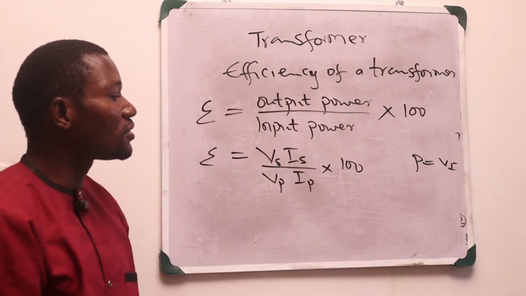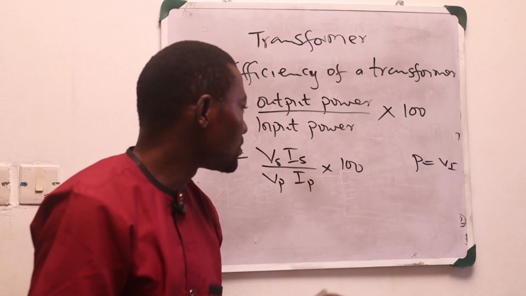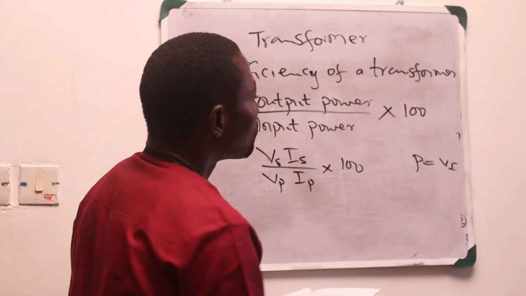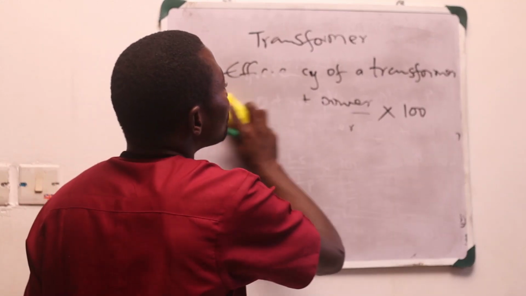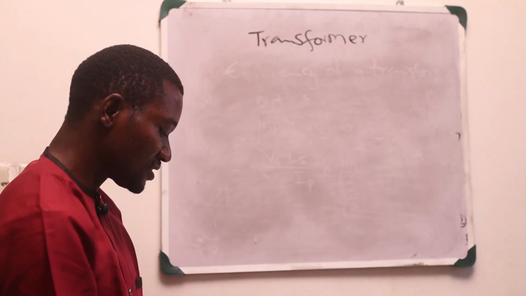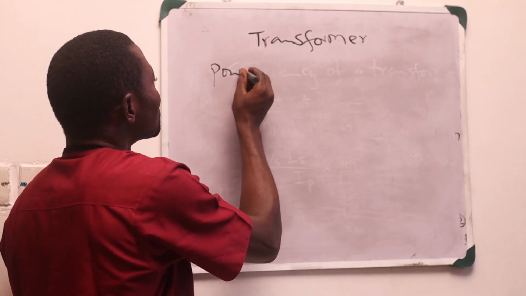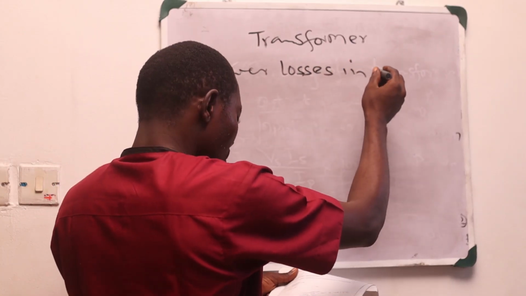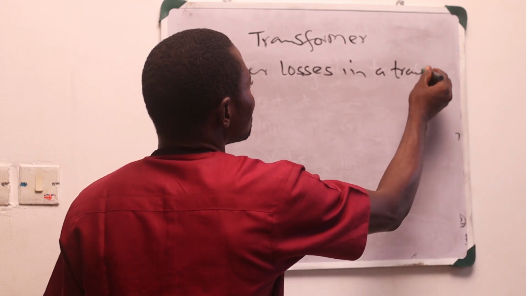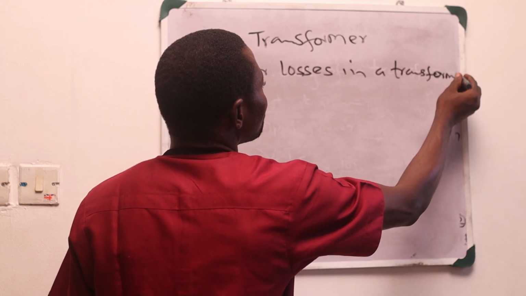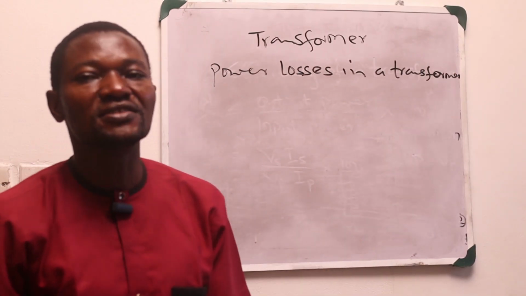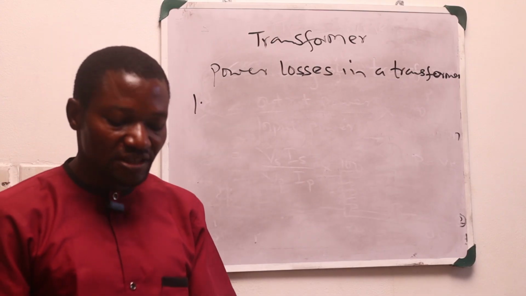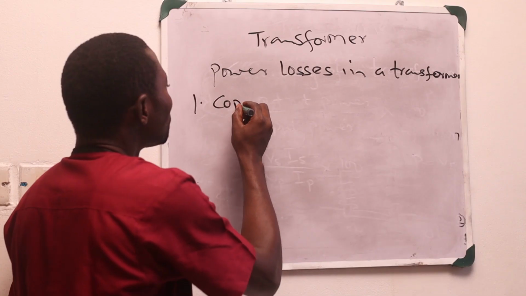The efficiency of a transformer ideally is not 100%. So let's look at why the efficiency of a transformer is not 100%. Let's look at power losses. Power losses in a transformer, which is why the efficiency of a transformer is not 100%. One of the ways in which power is lost in a transformer, we call it copper loss.